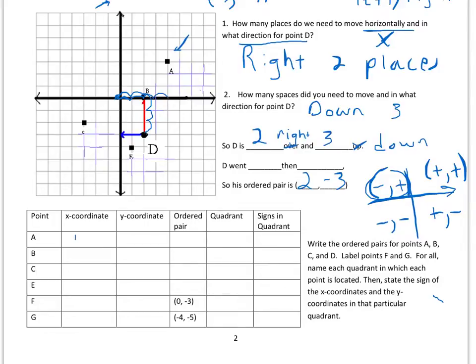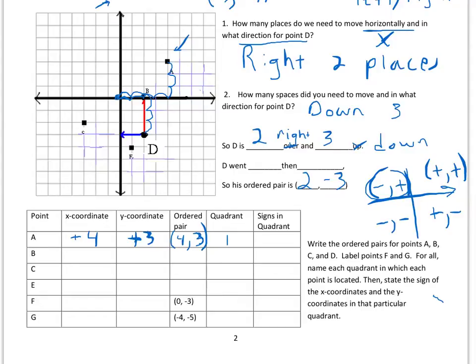So I know it's going to be a positive because I'm moving to the right. And then to get to point A, I would need to move 3 places up. So I know up is positive, so it would be a positive 3. So my ordered pair would be, it doesn't have to look like a positive, it would just be 4, 3.